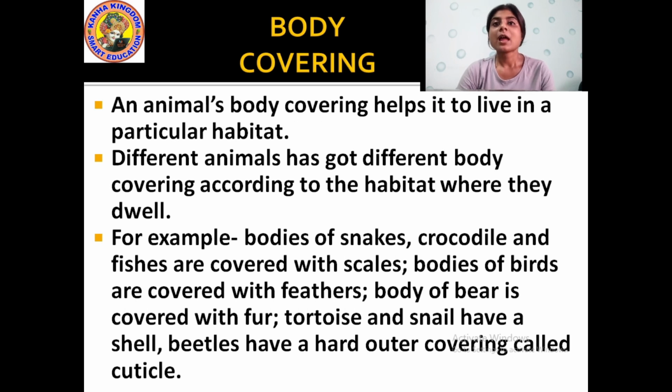These are the different body coverings of different animals. Understood? Snakes, crocodiles and fishes, their body is covered with scales. Bodies of birds are covered with feathers. Body of a bear is covered with fur. Tortoise and snail have a shell, and beetles have a hard outer covering that is called cuticle, C-U-T-I-C-L-E. This is about the body covering, how it helps to adapt a particular animal in its habitat. Understood?